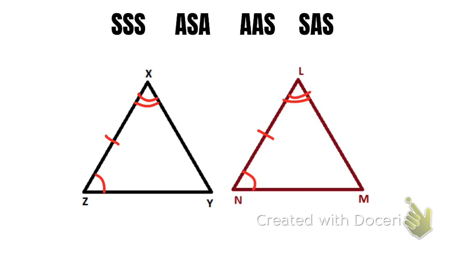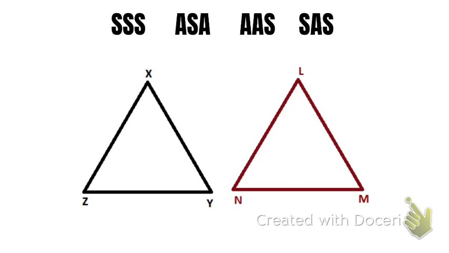Now, the next one, angle, angle, side, notice the two angles are congruent, but the side that is congruent is not in between the two angles. So, angle, angle, side would be something like this, or it could be this other side. It just can't be the side that is in between the two angles. So, this is an example of angle, angle, side.